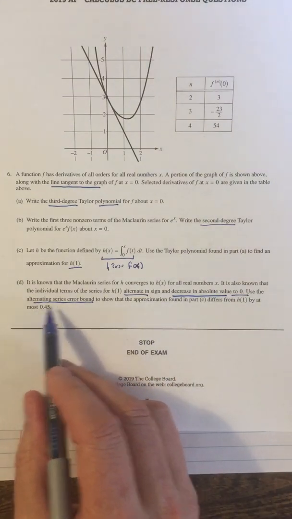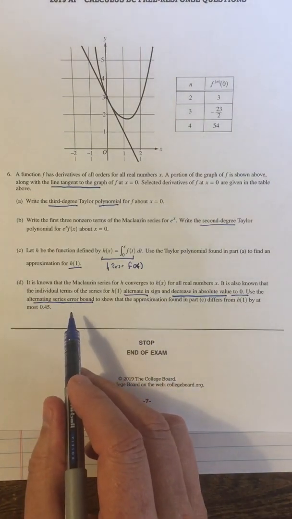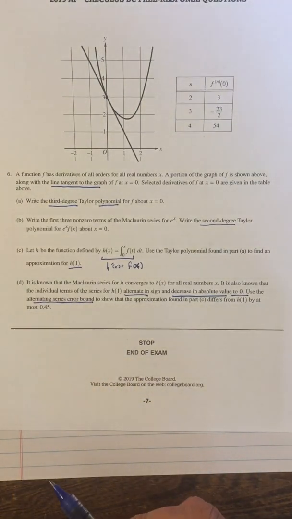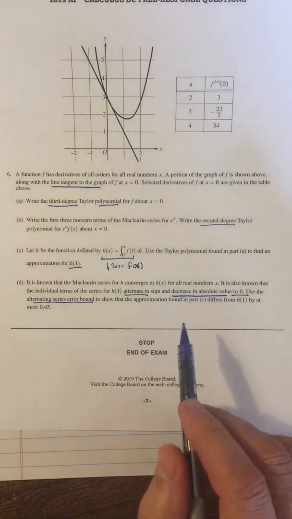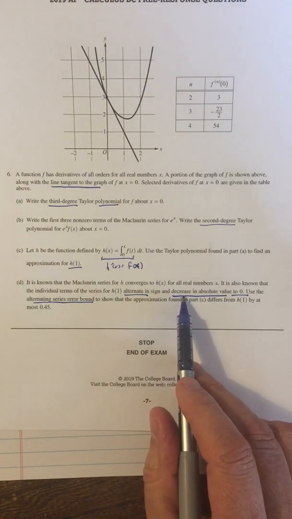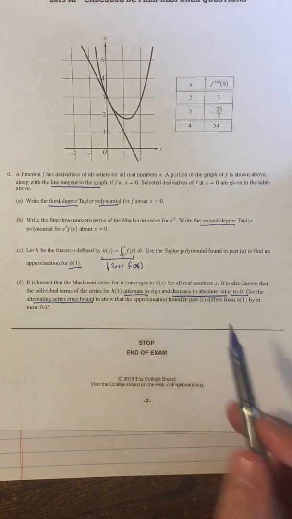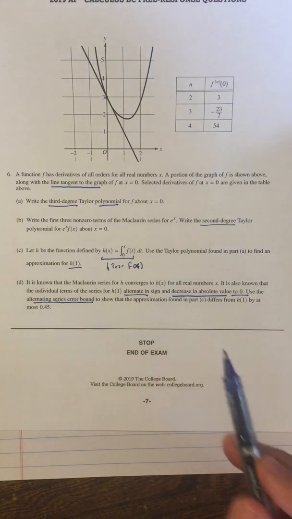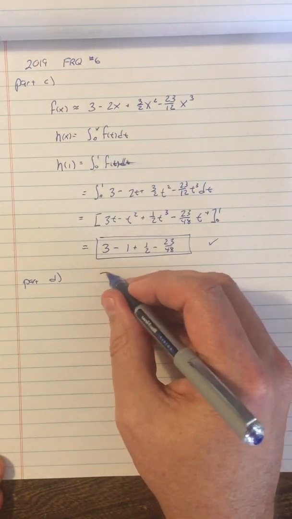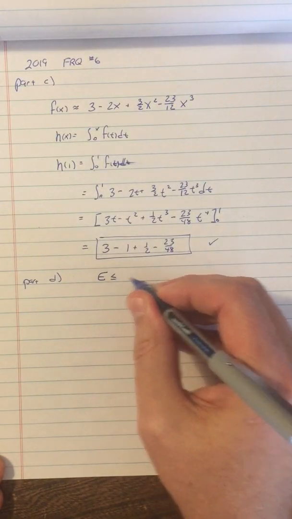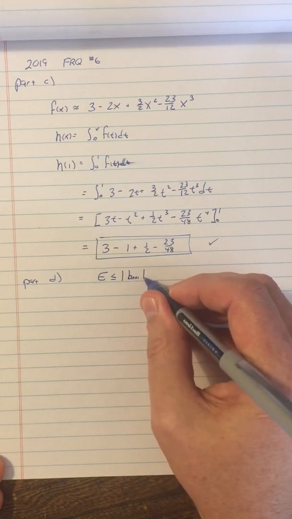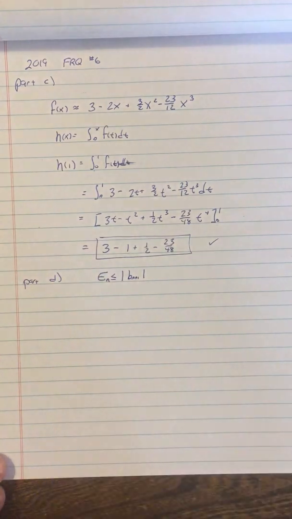So you have to remember what this alternating series error bound is. If you have an alternating series and it converges by the alternating series test, which means that the terms are strictly decreasing and their limit is 0, then that series converges by the alternating series test. But furthermore, you get an error bound. And the error bound is that the error is less than or equal to the absolute value of b sub n plus 1. That's the error for the nth term, let's say.